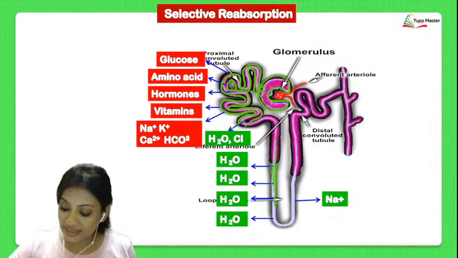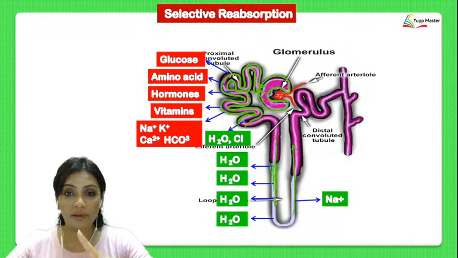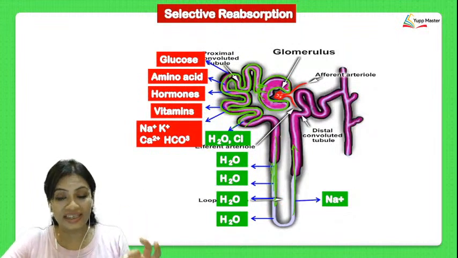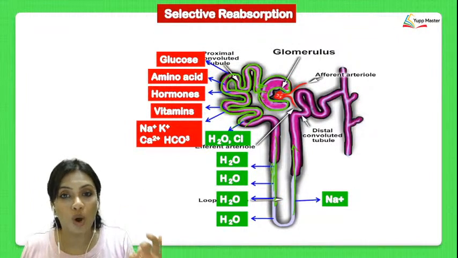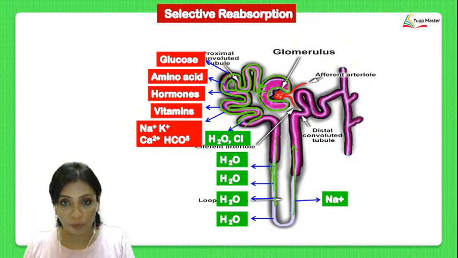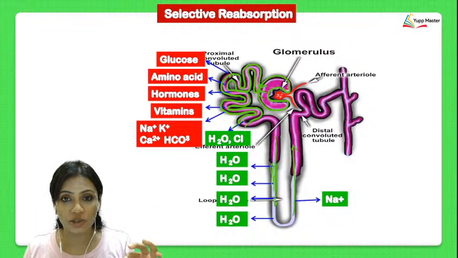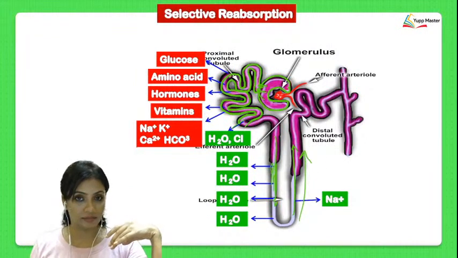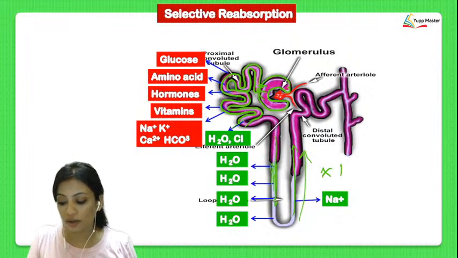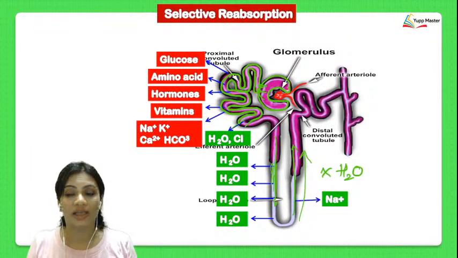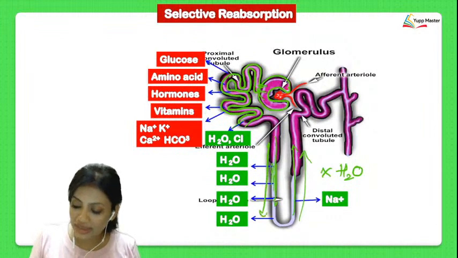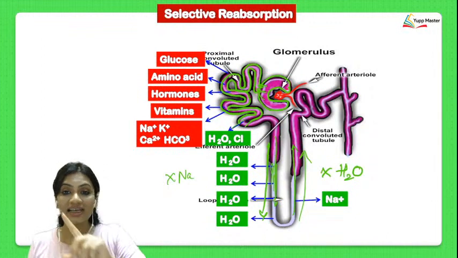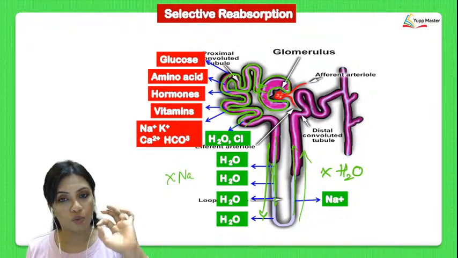Water comes out. Ascending limb of the loop of Henle, remember what I am saying. The ascending limb of the loop of Henle is impermeable to water. This means that from this ascending limb, there will be no water coming out, not at all. Similarly, from this descending limb, there will be no salt coming out. So, the ascending limb is impermeable to water.